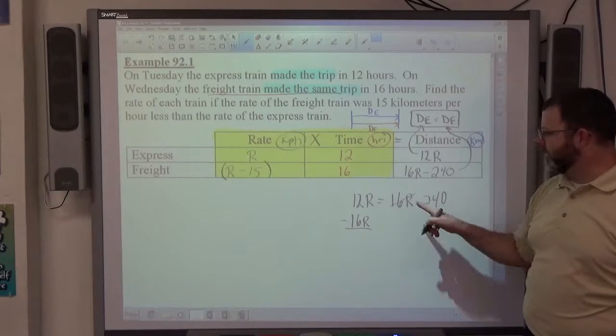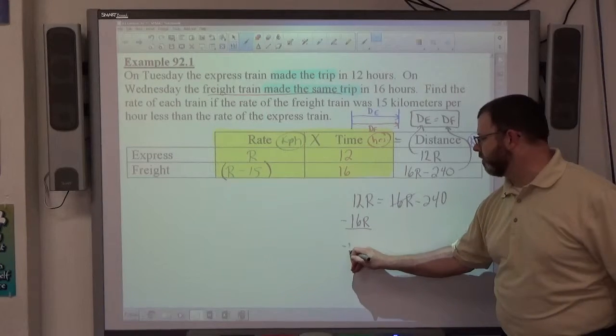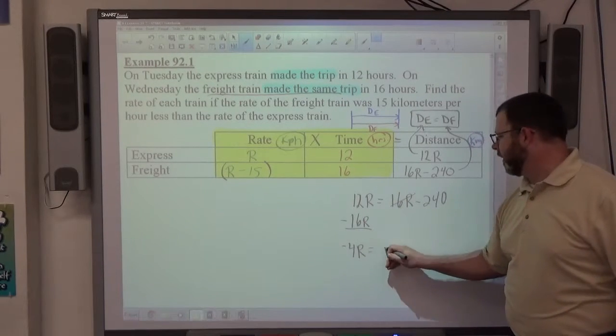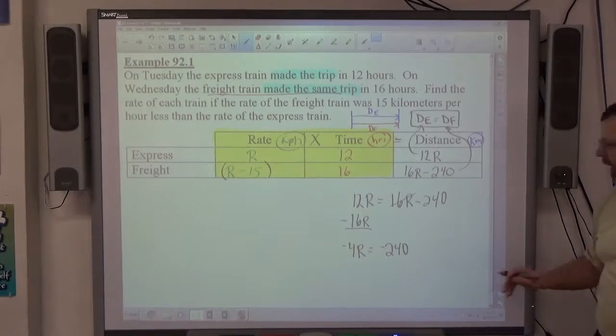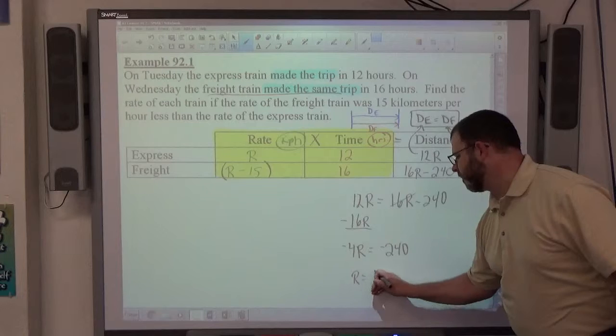The variable in this case is r, so now I need to go ahead and solve for r. I subtract 16r, so all the r's are on the left. I get negative 4r is equal to negative 240. Divide both sides by negative 4, I get r is equal to 60.